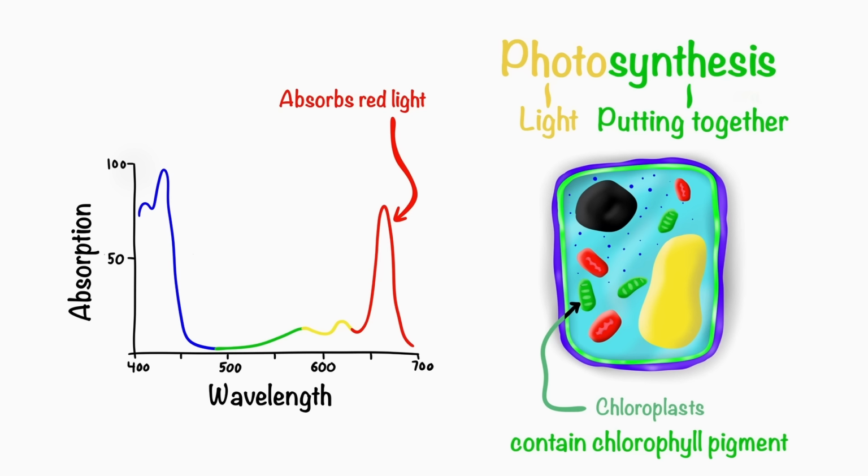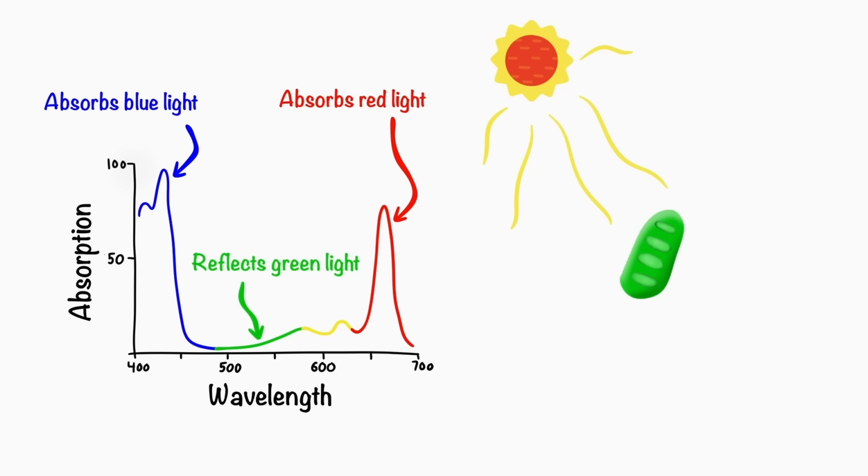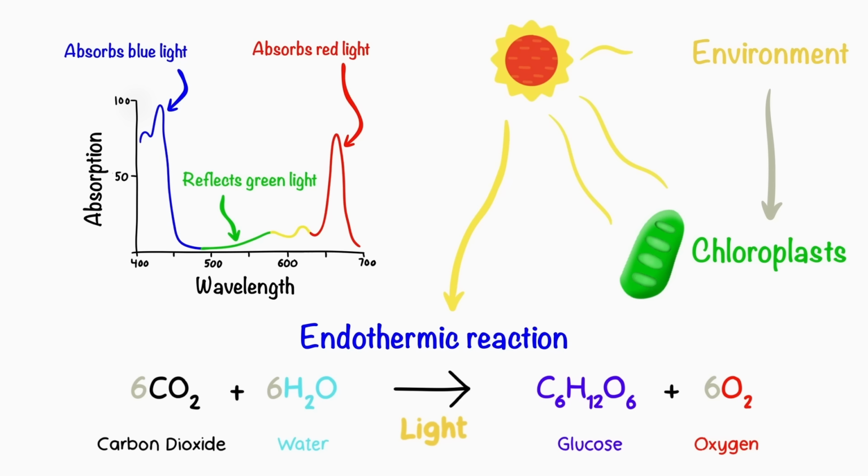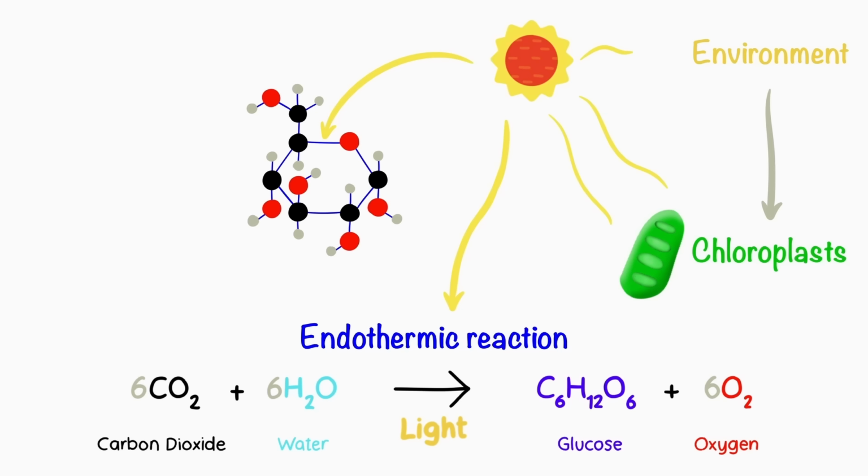Chlorophyll specifically absorbs red and blue light while reflecting green light, which is why most plants appear green to our eyes. When light strikes these pigments, energy is transferred from the environment to the chloroplasts. This energy transfer powers the chemical reactions of photosynthesis. An important characteristic of photosynthesis is that it's an endothermic reaction. This means it requires energy input, in this case, from sunlight. The energy from light is transferred from the environment into the chemical bonds of glucose.